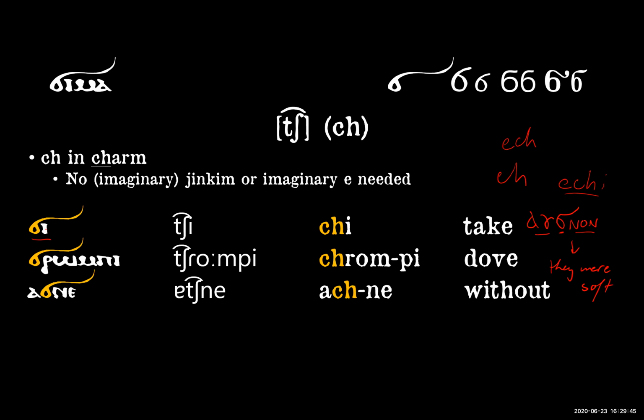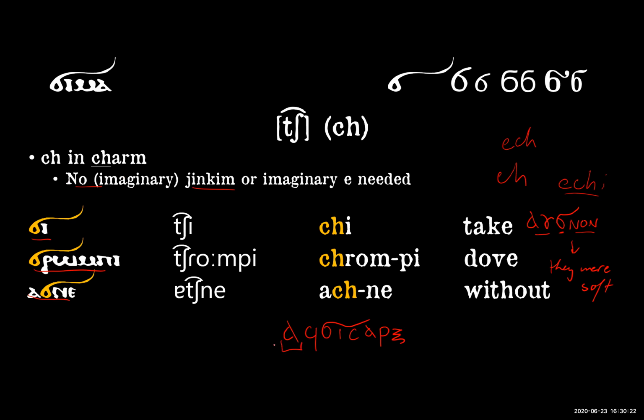So here, chi means to take. Churumpi means dove. Achne, achne, that's without. And then one more word. This word often gets pronounced with a bunch of imaginary jinkims. So most people would say avechiserex. But notice, if you know the grammar of this word, you'll see why you don't need all of that.